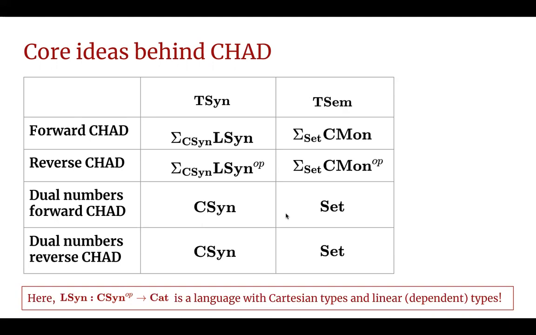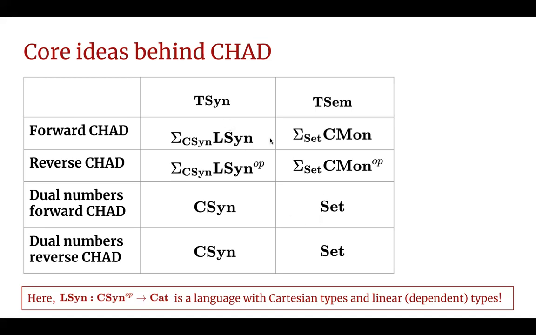For non-dual numbers AD, the story is a little bit more complicated. What we need to work with is a language that has both Cartesian types and linear types. And maybe the linear types should be allowed to depend on the Cartesian types if we want to be able to differentiate coproducts, but it's not necessary if we don't add coproducts to our language. And it turns out that in practice, we never need a type dependency. I'll talk about that tomorrow.